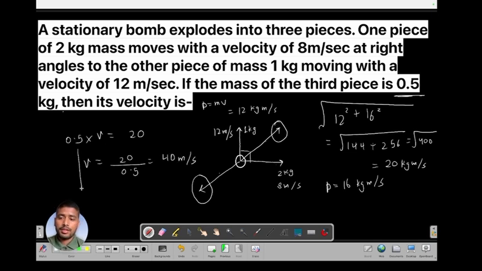So this was a typical question of momentum balance. Remember, if the net external force is 0, the momentum of the system is not going to change. Energy can change, but momentum cannot change. Okay.